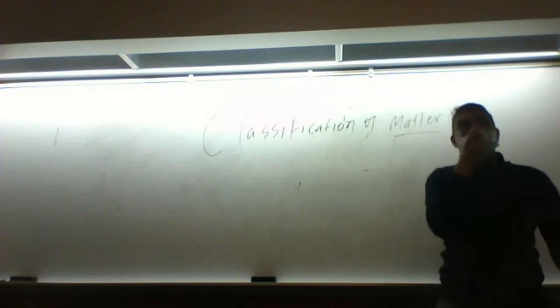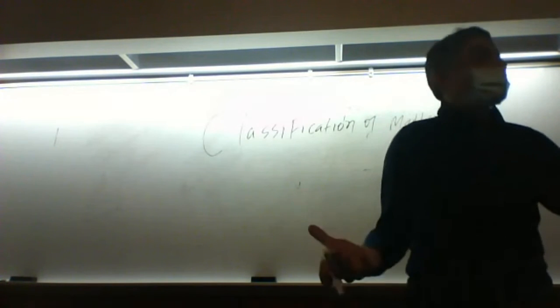So what is matter? Matter is anything that has mass and occupies space. Pretty much everything you see around is matter. Anything that has mass, if you put it on a balance, it will show a number, and it occupies space, is called matter. Anything you see around is matter. There is nothing here that is not matter.